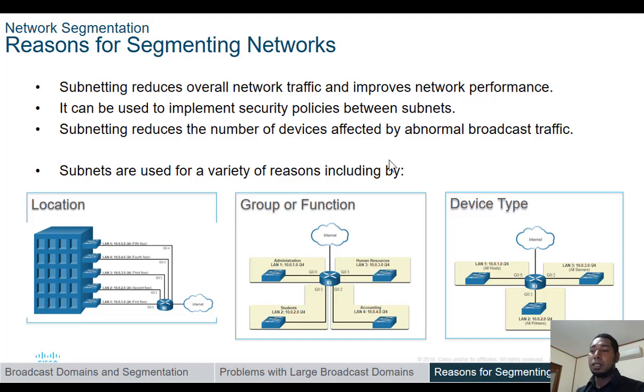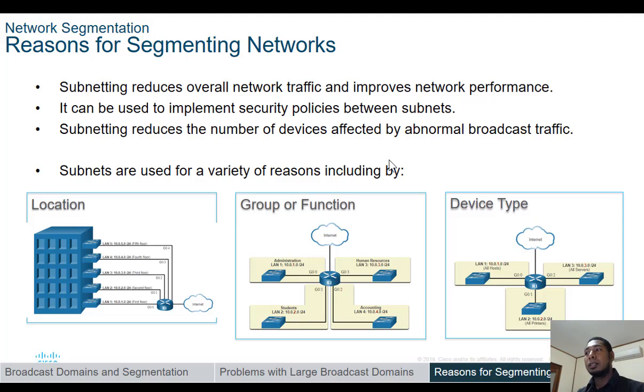So for example, in some organizations, in Divine Web, we have staff on a separate subnet, and we have students on a separate subnet. Using those subnets, ICT can implement different security policies based on the users within that subnet. Subnetting reduces the number of devices affected by abnormal broadcast traffic.